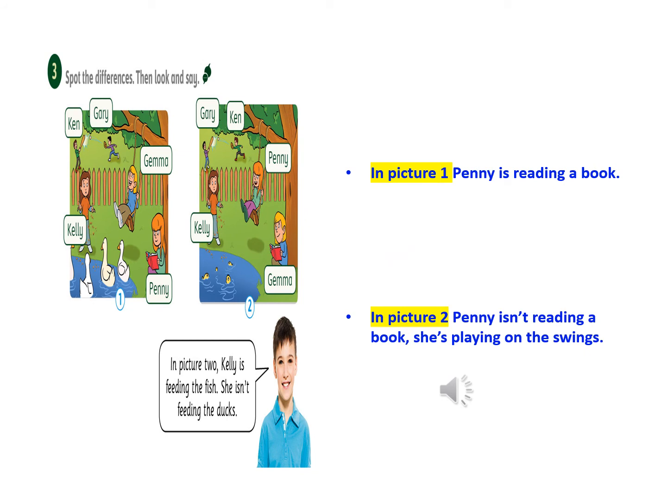Look at Penny. In picture 1, Penny is reading a book. In picture 2, Penny isn't reading a book. She is playing on the swings.